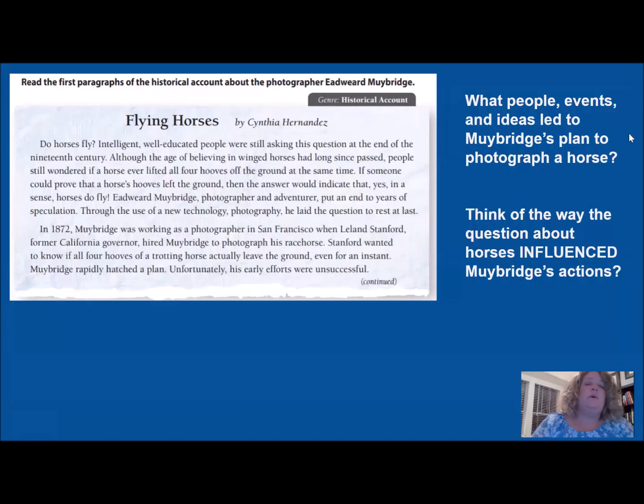Okay, so let's think. What people, events, and ideas led to Muybridge's plan to photograph a horse? Think of the way the question about horses influenced Muybridge's actions.